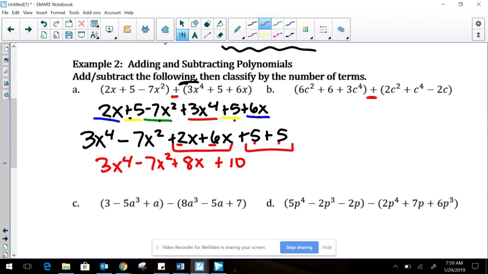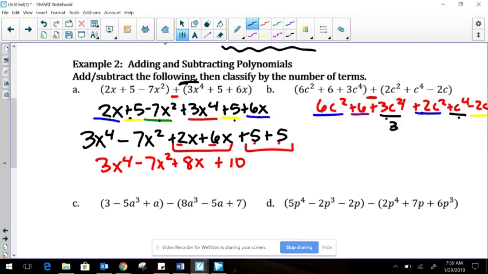So let's do this next one a little bit faster. I'm going to get rid of my parentheses. So I have 6c squared plus 6 plus 3c to the 4th plus 2c squared. Okay. So let's underline some that we have the same. So c to the 4th, c to the 4th, c squared, c's, and a plain number.